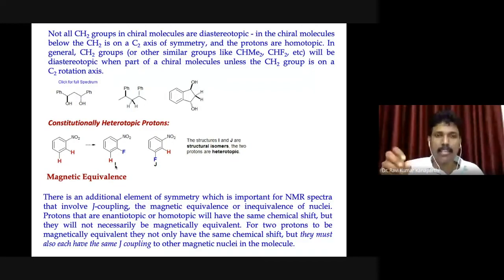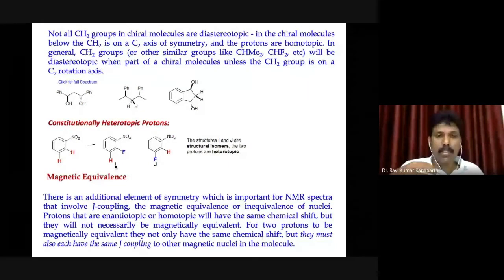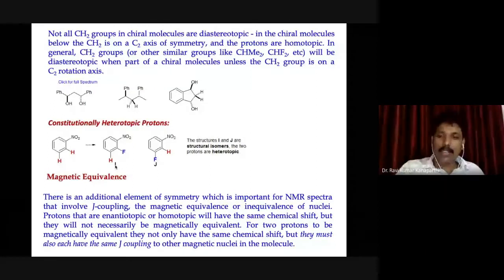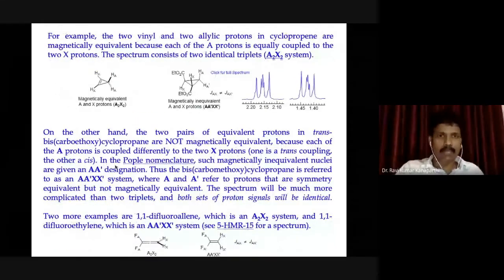So magnetic equivalence and non-equivalence is based on the coupling nature, how strongly or how weakly it is coupling with the third one. That determines the complexity or simplicity of the NMR spectrum. So just remember this and study more on this. There are several examples we have studied, but if you want, you can go through some of the examples I have given here.